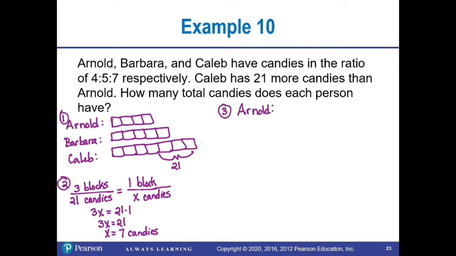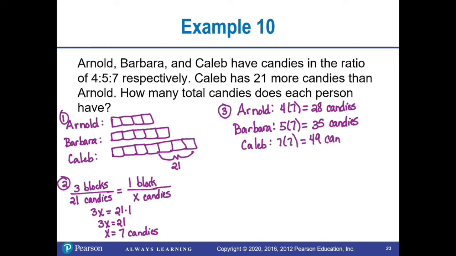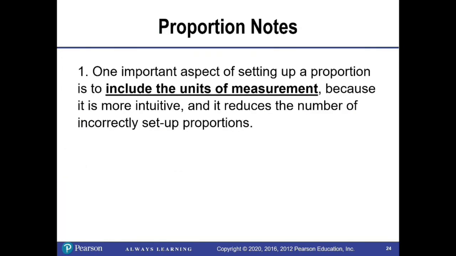In my third step, Arnold had 4 blocks times 7 candies, tells me he has 28 candies. For Barbara, we have 5 blocks. Each block represented 7 candies, so 5 times 7 is 35. And for Caleb, there were 7 blocks. Each block represents 7 candies, so 7 times 7 is 49. One important aspect of setting up a proportion is to be sure that you include the units of measurement, as I have in our examples so far.